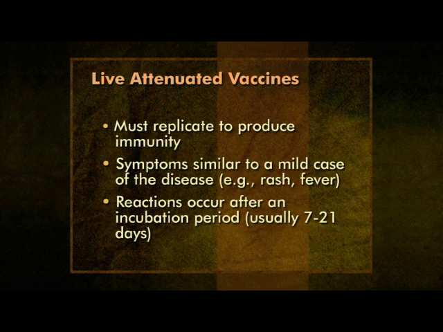Systemic adverse reactions from live vaccines are a different situation. Live attenuated vaccines must replicate in order to produce immunity. The symptoms you would expect as a side effect following live vaccines are basically those associated with a mild case of the disease. These adverse reactions occur after an incubation period of the virus, which is 7 to 21 days for MMR and varicella.